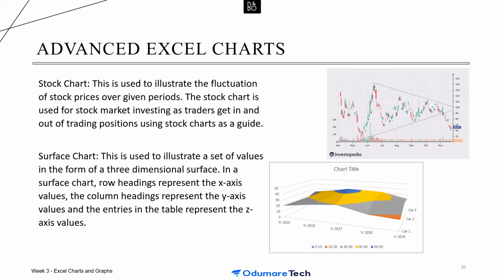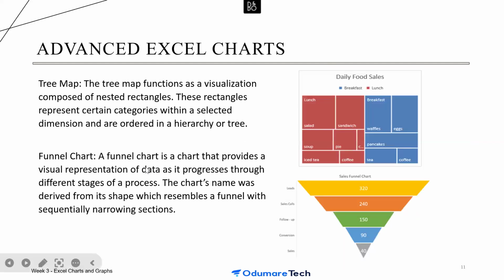So we also have the tree map. The tree map functions as a visualization composed of nested rectangles. As we see, this is a representation of a tree map. And these rectangles represent certain categories within a selected dimension and are ordered in a hierarchy of a tree.